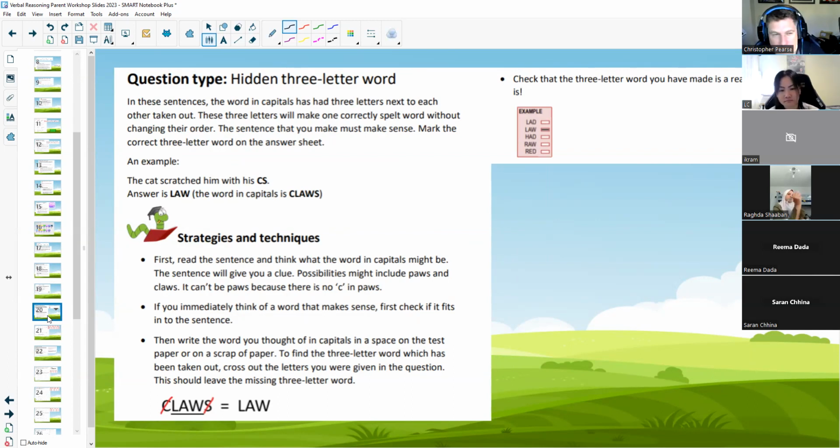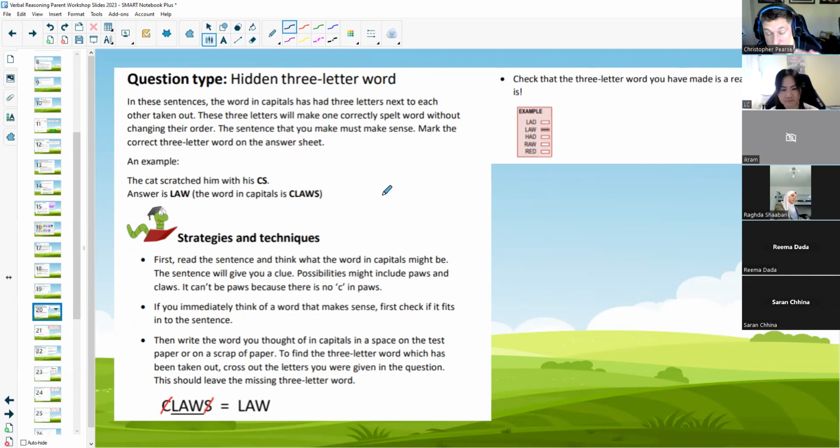Children are given a sentence, and then they're given a set of letters in capitals or in bold, and removed from there is a 3-letter word, and that's going to be the answer. So the most important thing is to read the sentence, but also go beyond the capital letters. For example, here we've got the cat scratched him with his. So we think, well, what would the cat scratch him with? It's very likely to be his claws. So you write the word down.